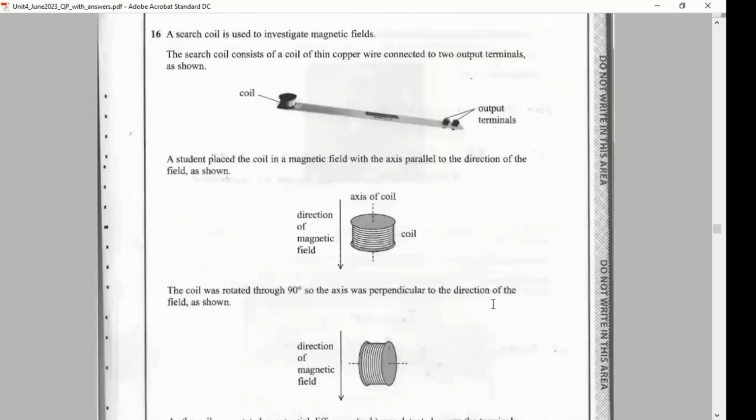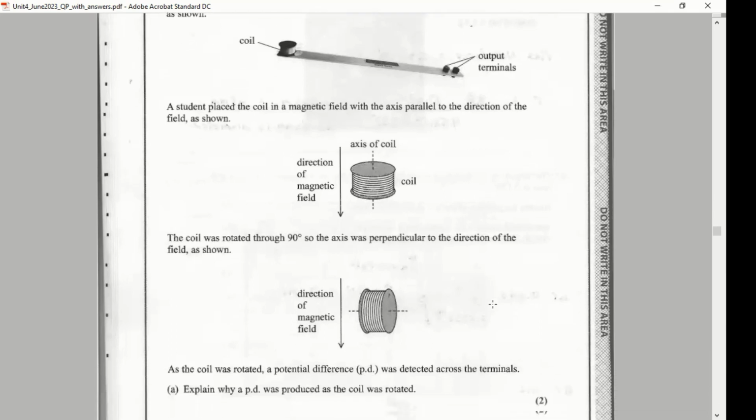Question 16. A search coil is used to investigate magnetic fields. The search coil consists of a coil of thin copper wire connected to 2 output terminals. A student placed the coil in a magnetic field with the axis parallel to the direction of the field. If you put a coil in a magnetic field like that, you are maximizing flux linkage with the coil. The coil was rotated through 90 degrees, so the axis was perpendicular to the direction of the field as shown. In that position, the flux linkage will be 0.